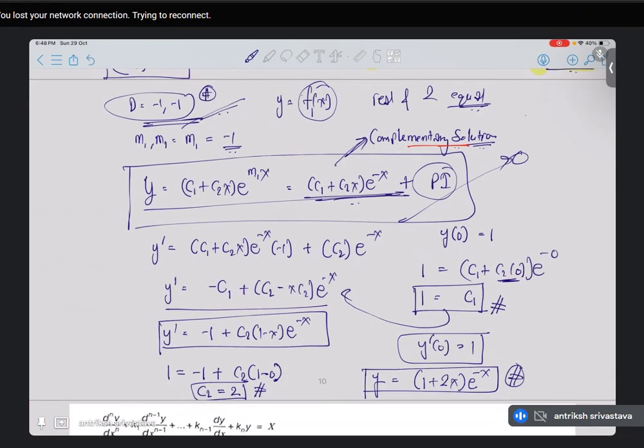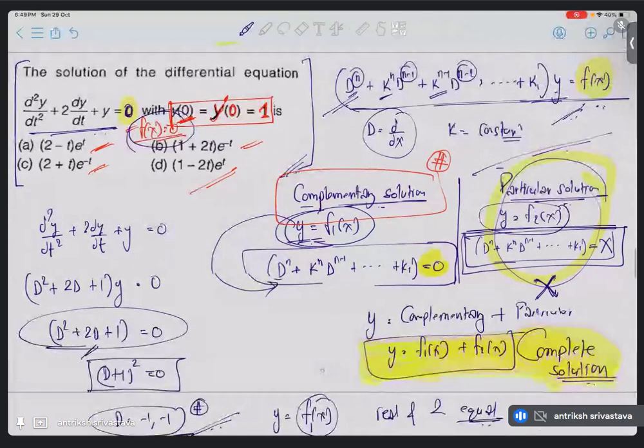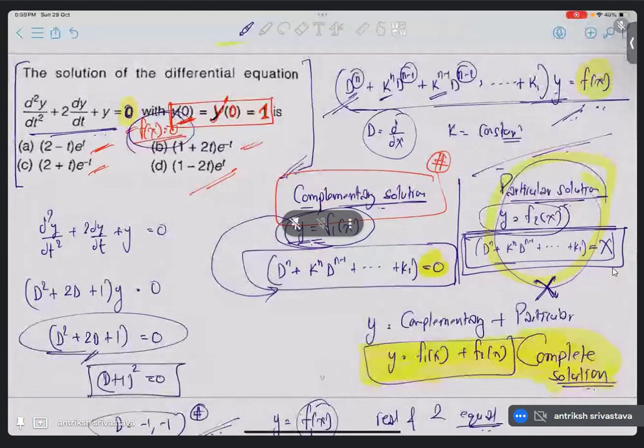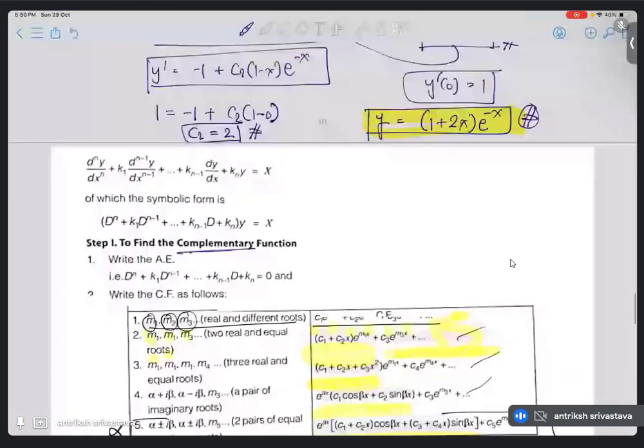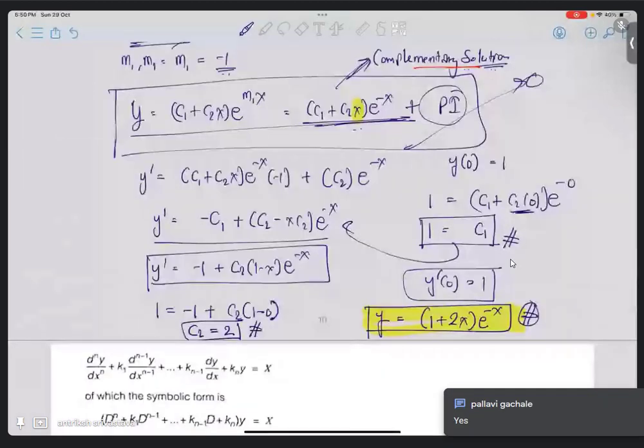We have the expression. Did you guys see till this point? Was the internet connection on till this point? Okay, okay, thank you.